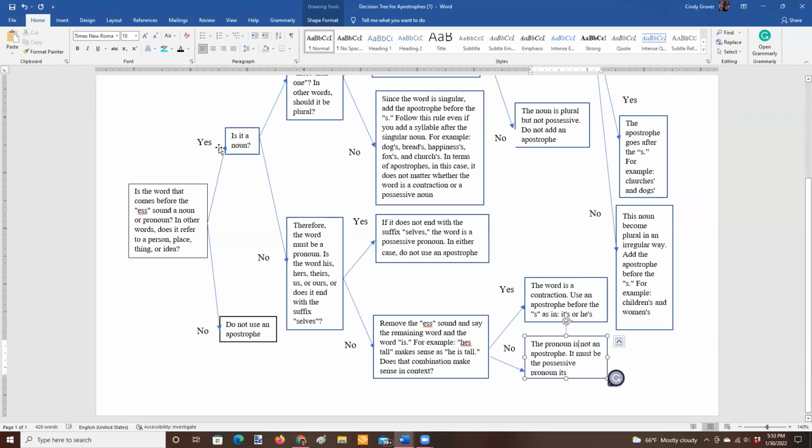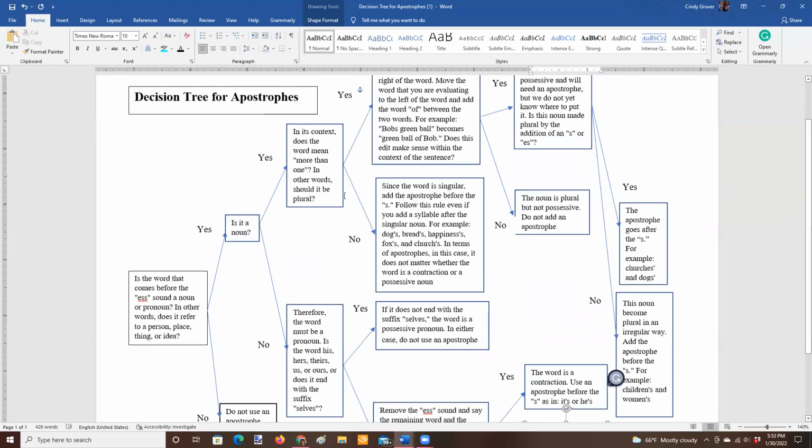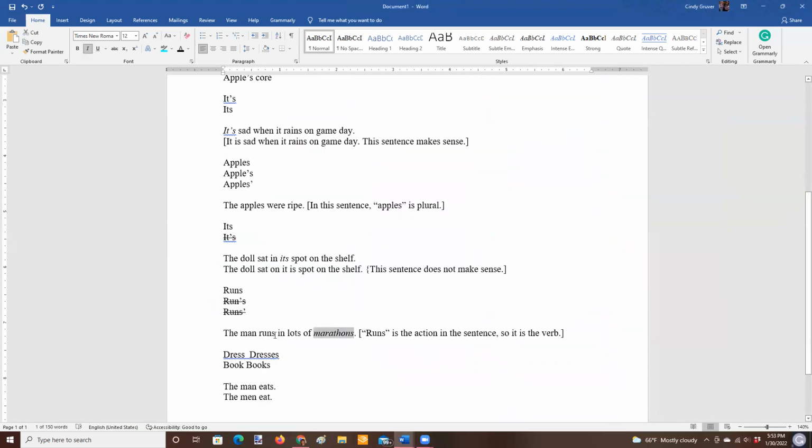So we go up here. And the answer to this question is a yes, because it is a noun. So we go up even higher. In this context, does the word mean more than one? Well, let's go back to our sentence and check. The man runs in lots of marathons.